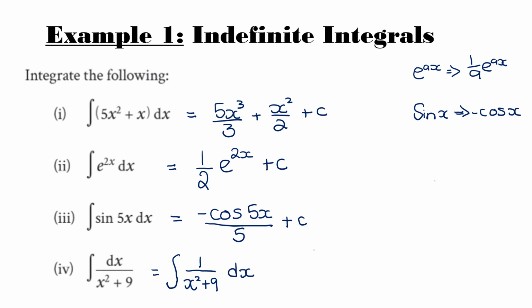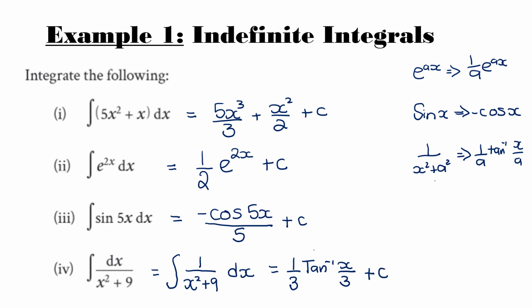So if you take a look at page 26, you're looking for a formula, an f of x, the left-hand side of any of the boxes that mirrors this. And if you look at the second box, the last one down, we have 1 over x squared plus a squared, and that gives us 1 over a tan inverse x over a. So that gives us 1 over, the a is 3 because that's where our 9 came from. So there's our a squared. This one's 9, so it's 3 squared. Then we have tan inverse x over 3. Don't forget your plus c.